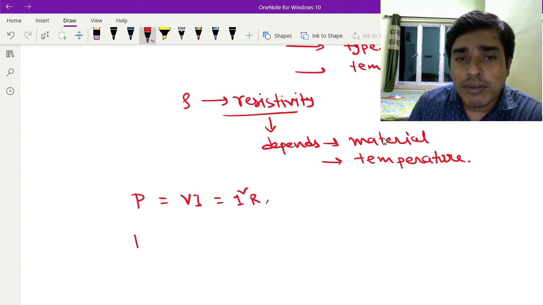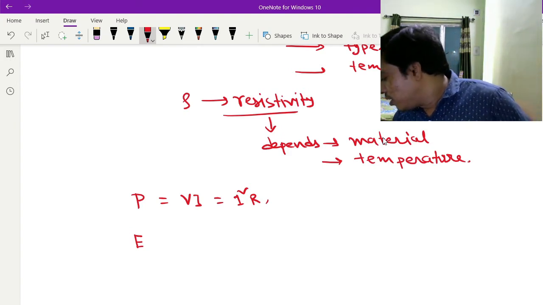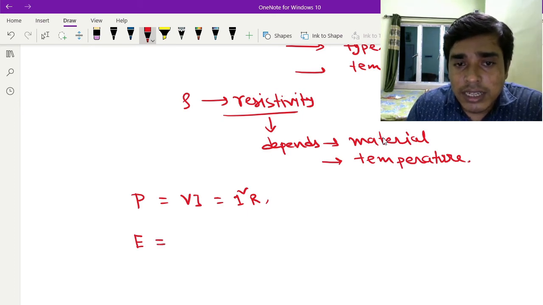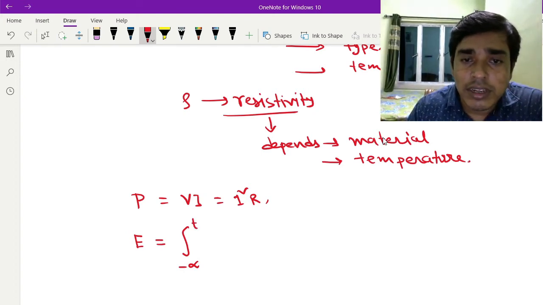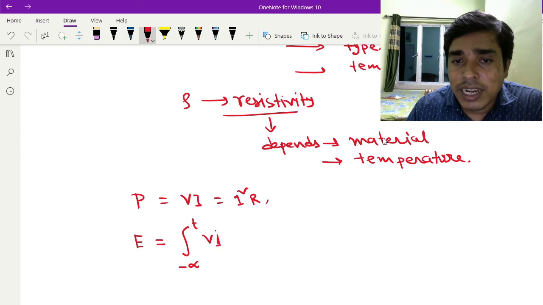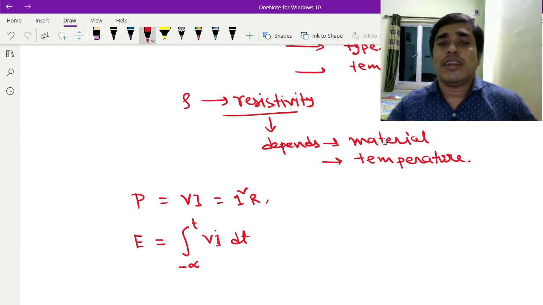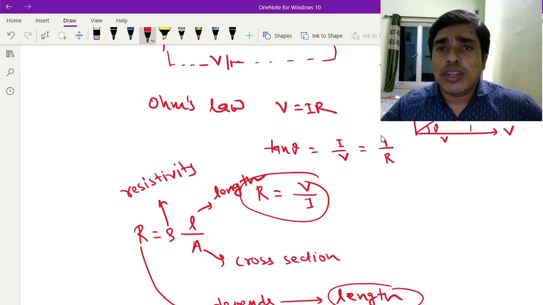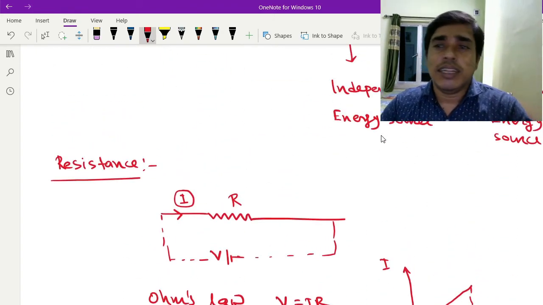If I want to calculate the power, power equals VI or I square R. If I want to calculate the energy through this conductor, it can be written as the integral from minus infinity to time t of vi dt. In this way we can calculate the power. This is the primary parameter of resistance.